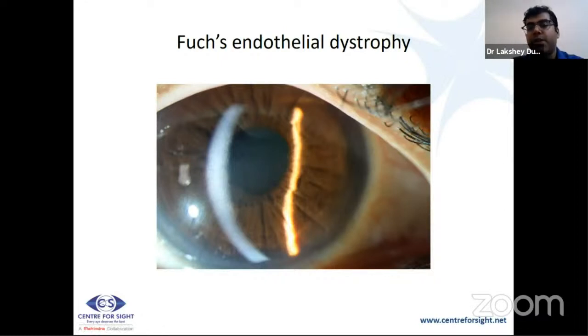So why are the symptoms more in the morning? Because the patient's eyes are closed the whole night. The evaporative loss from the cornea is not there. So all the edema collects in the night, and as the day passes, the evaporation or the atmosphere causes corneal thickness to decrease.